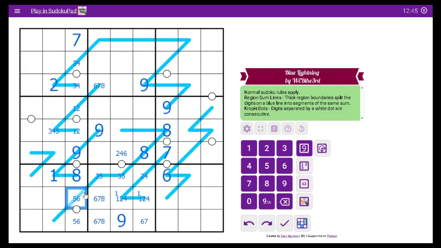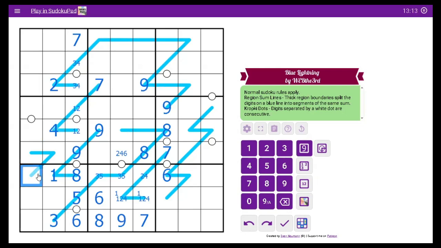But this is not a 6 because then this would have to be 6, 2, which would mess up this. So that is 5, 3, 6, which gives you the 7 there. 6, 7, 8. That gives you a 6. That gives you a 7. So now this is 1, 2, 4. And we are in good shape.